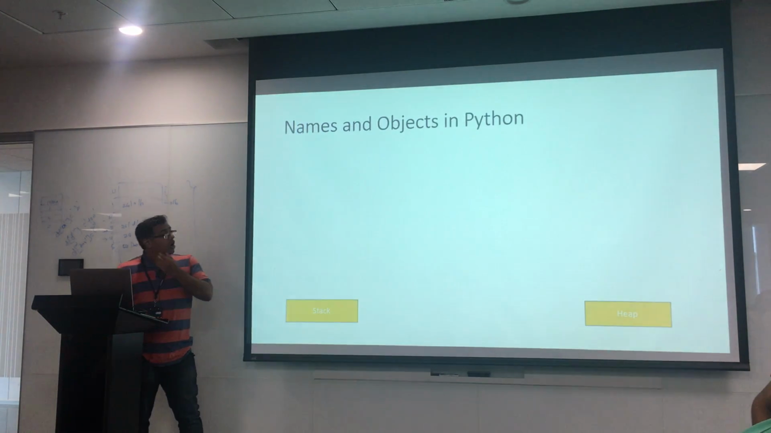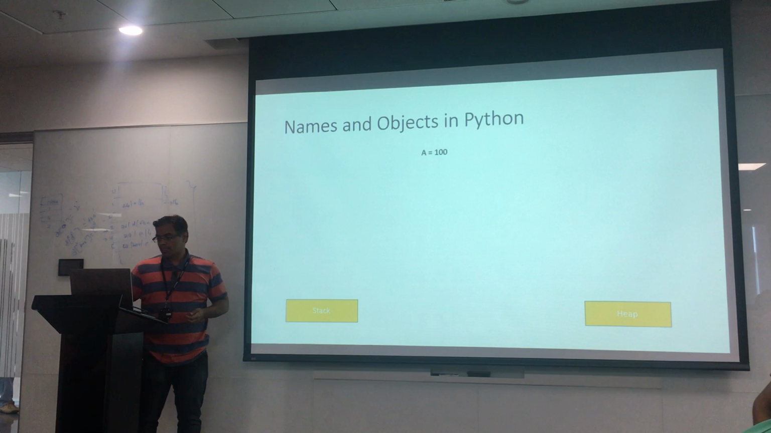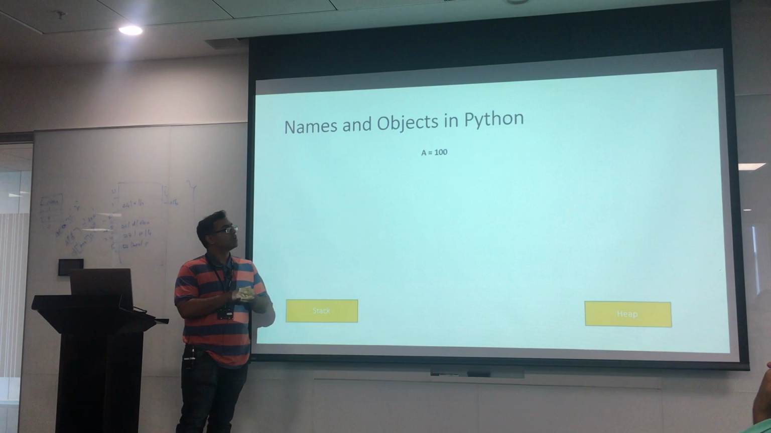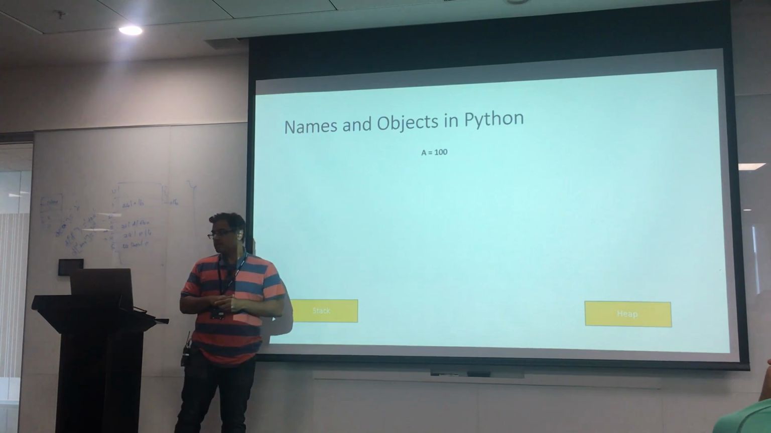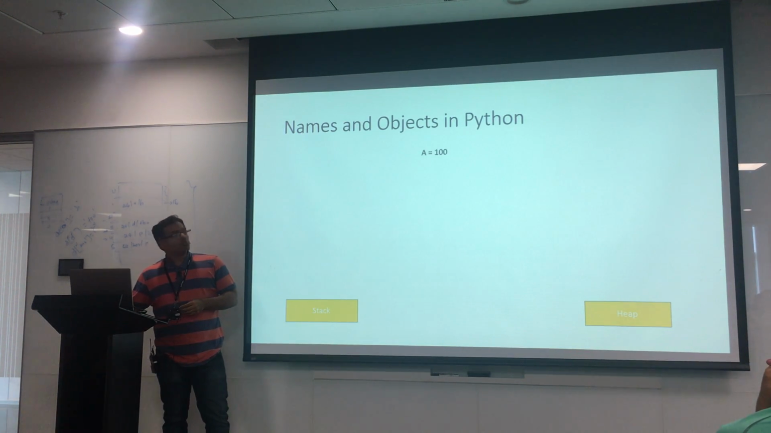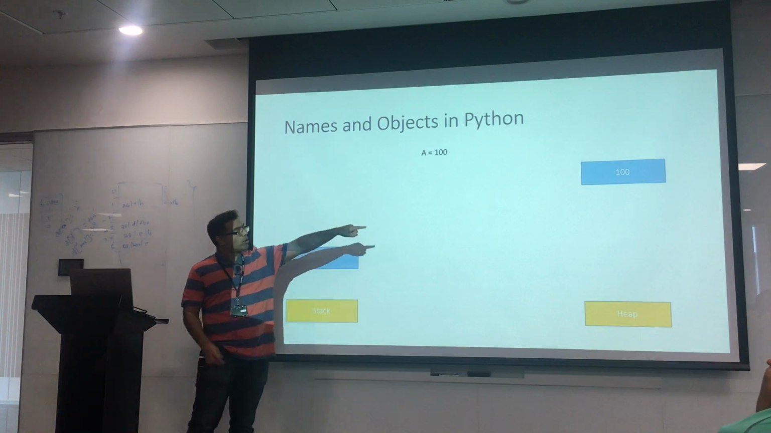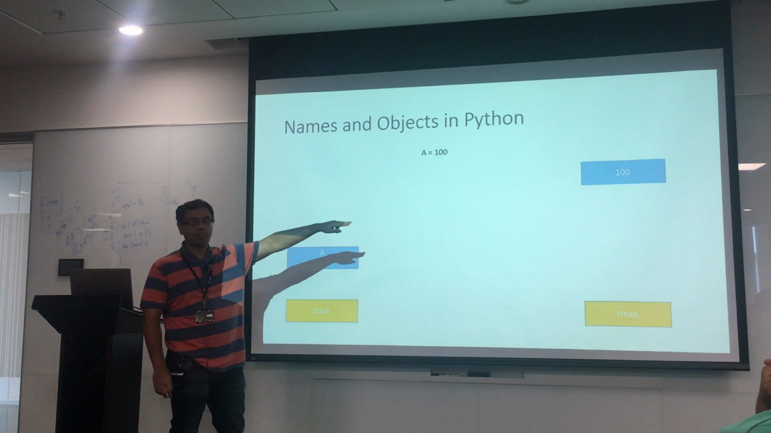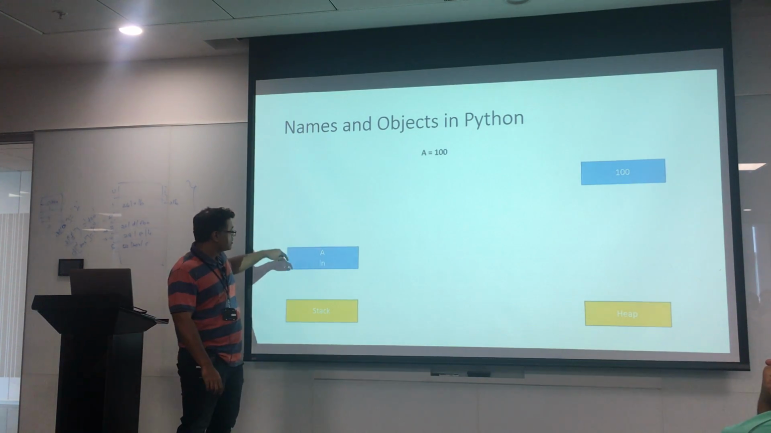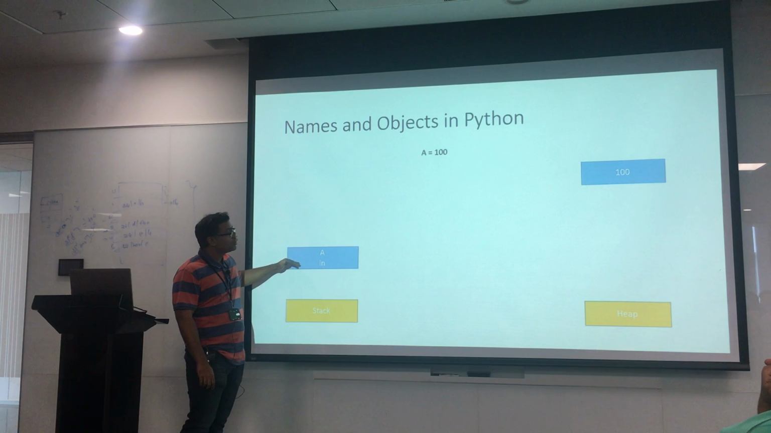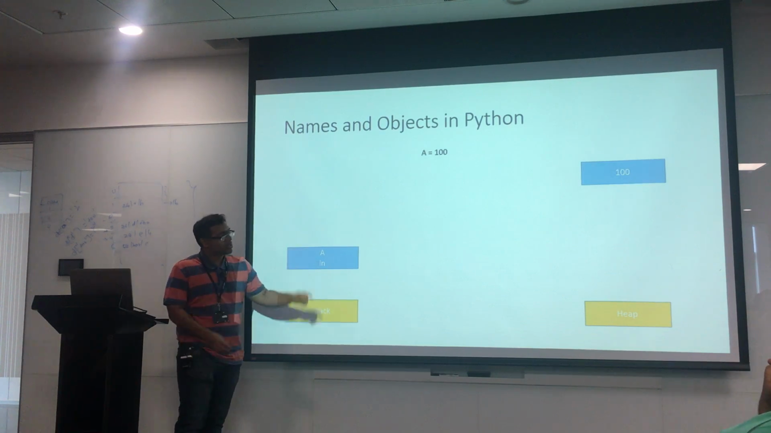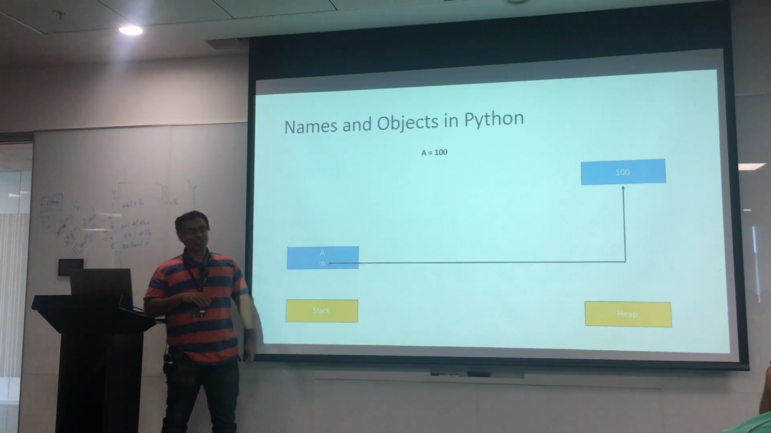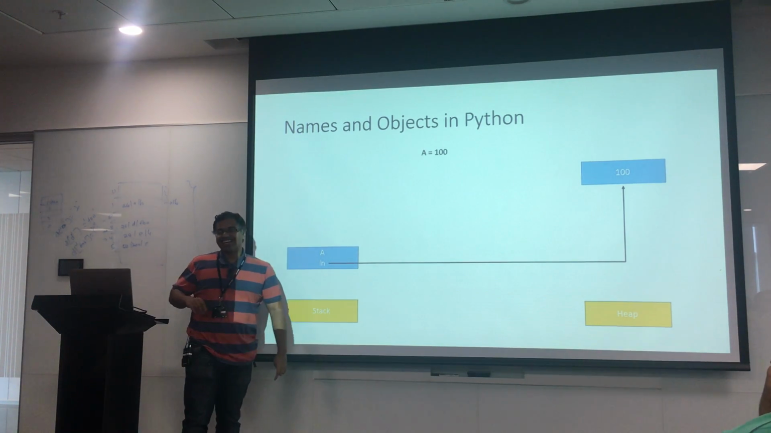How does it work in Python? Right? Now when you have something like A equal to 100, what actually happens in Python is, you create an object on the heap, which has the value 100. And then there is a variable on the stack, which will basically point to that value. Right? I've done all these animation kind of things.